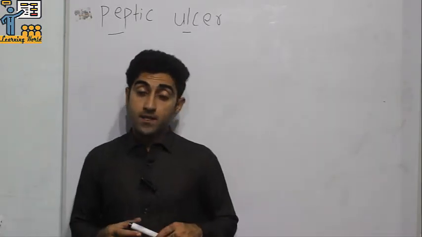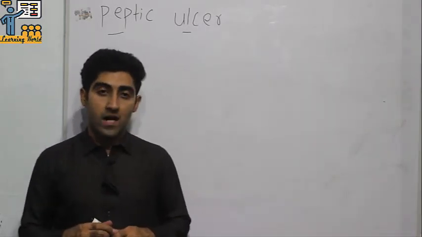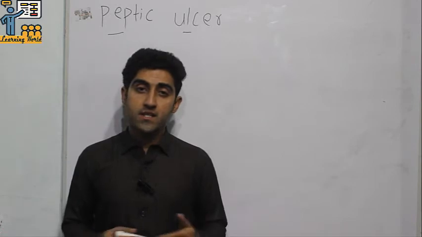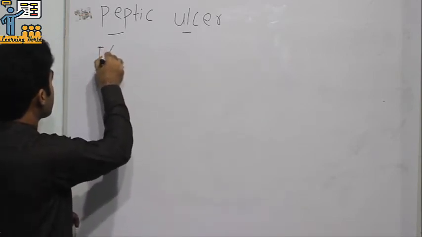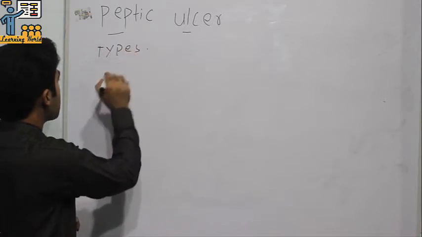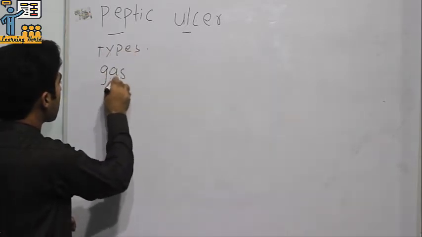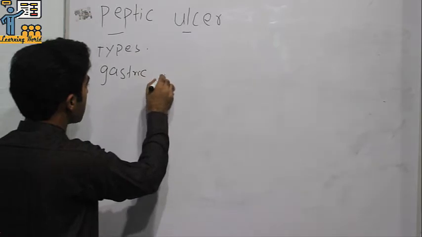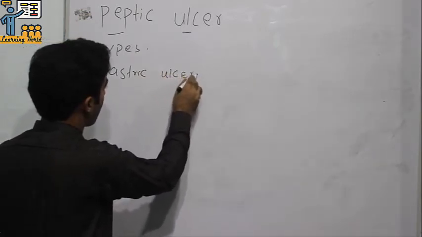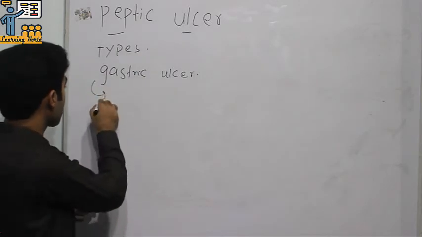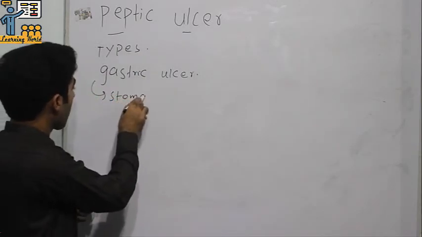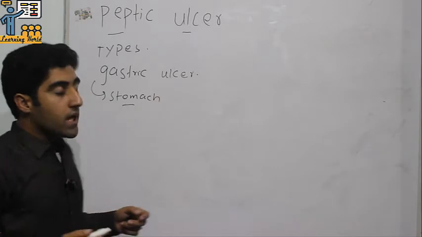Now the types of ulcer. There are two main types of ulcer. First is gastric ulcer and second is duodenal ulcer. First, gastric ulcer. Gastric ulcer will occur in the stomach.